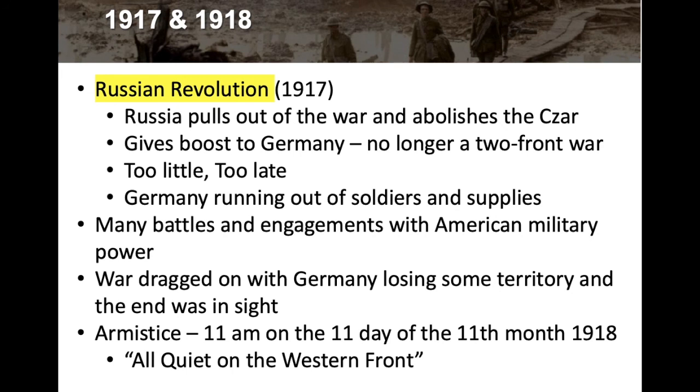Germany is basically just running out of soldiers, running out of supplies. So many men have been killed. There are many battles and engagements with the Americans, but the American military power and might is just too great. The war begins to drag on into 1918. Everyone knows that Germany is losing. Austria is almost non-existent now. They've run out of men, and the end is in sight. But they just keep grinding away at the Western Front, doing these pointless attacks.